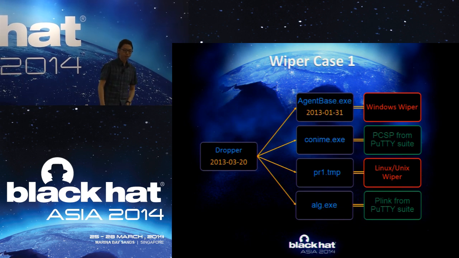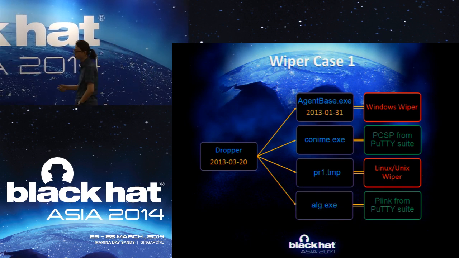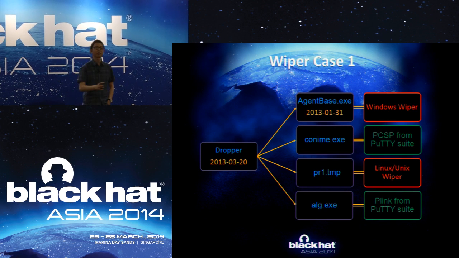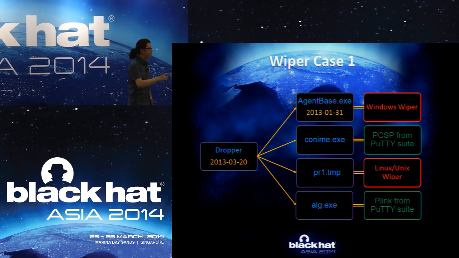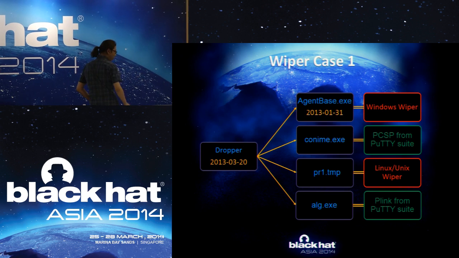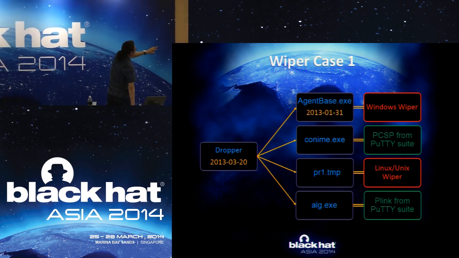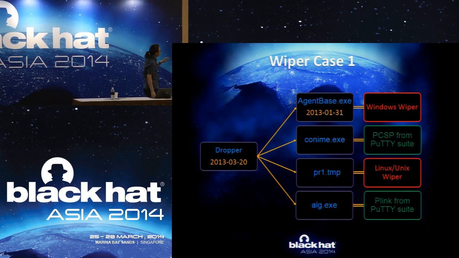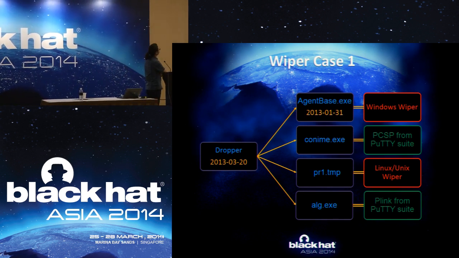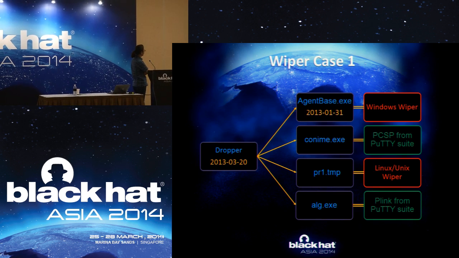Here is Wiper case 1. The case 1 is an internal-use number, so it doesn't mean anything, okay? So the dropper, its compile time is in the orange font, and it dropped 4 files: agentbase.exe, economy.exe, pr1.temp, arg.exe. There are 2 kinds of wipers. The first one is for Windows, the other one is for Linux, Unix. So let's get started with the Windows one.